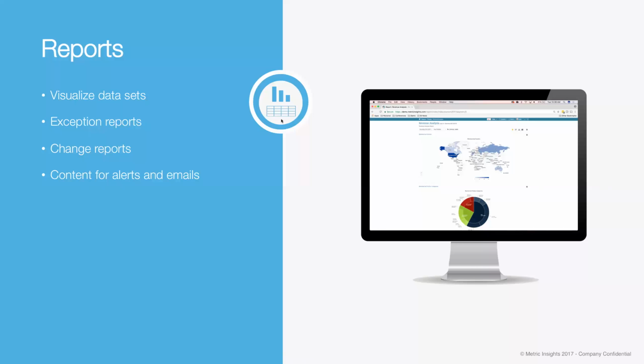So reports, again, are a way of visualizing those data sets, those exceptions and change reports, which you can then use for your alerts and emails that go out. As a byproduct, if you're bringing stuff into data sets, it's very easy to quickly create the metrics that you might want to use as well.